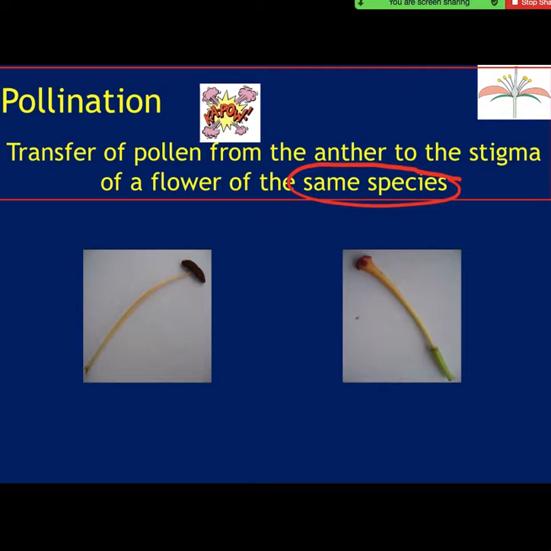It's like humans can't have babies with horses. The sperm and egg won't recognize each other. So similarly with male pollen and female egg cells, nothing is going to happen.